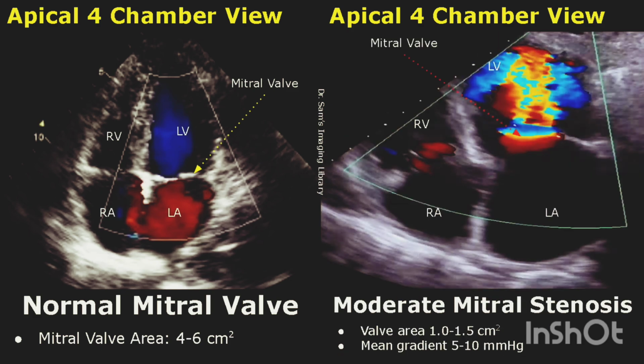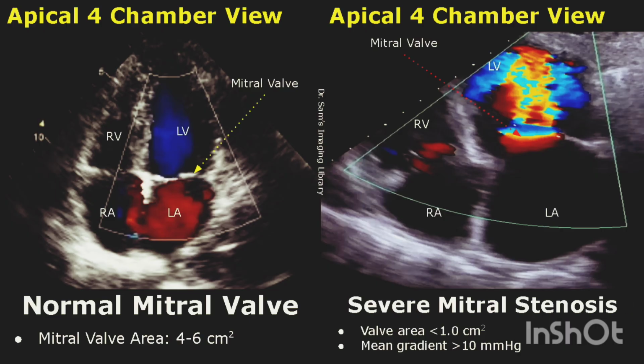In moderate stenosis, we see a larger turbulent jet in the left ventricle. The valve area is between 1 to 1.5 centimeters square, and the mean gradient is between 5 to 10 millimeters of mercury. In severe stenosis, the valve area is very narrow. It is less than 1 centimeter square, and the mean gradient is greater than 10 millimeters of mercury.